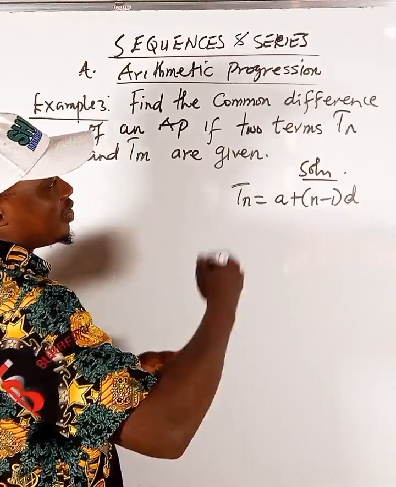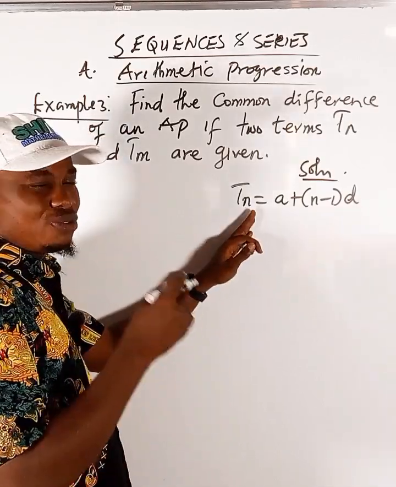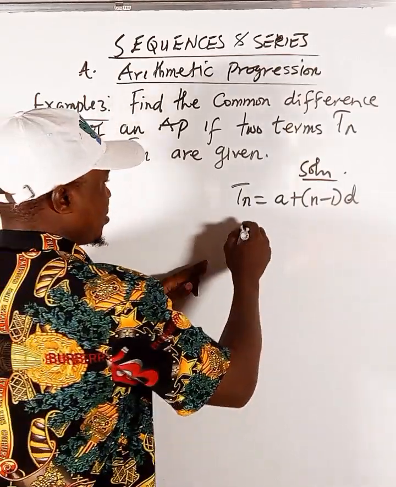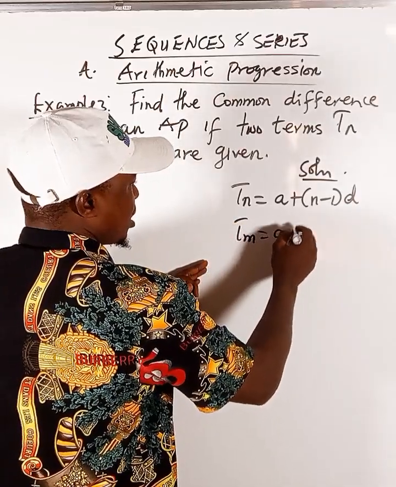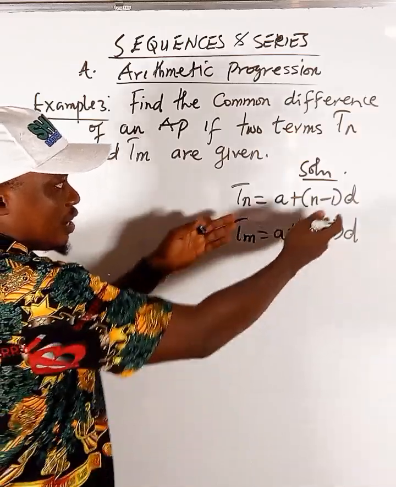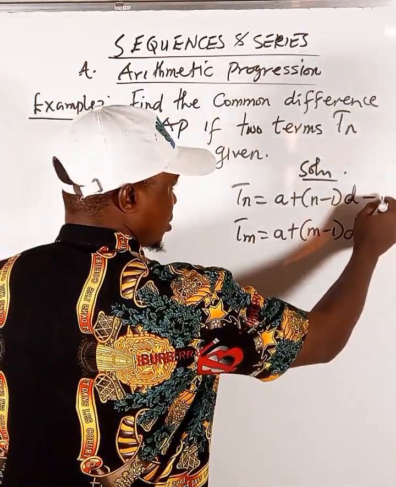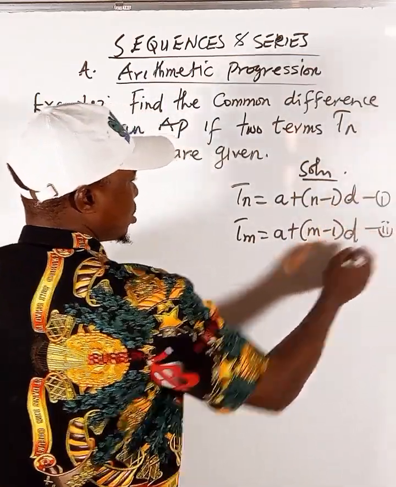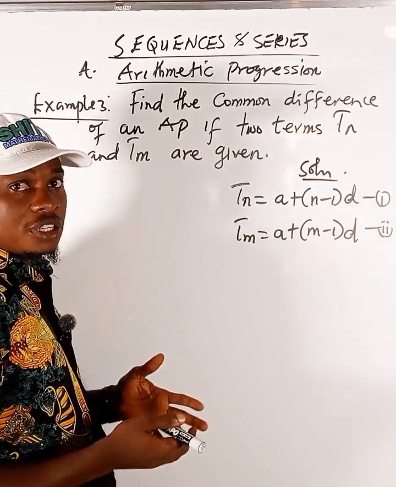Then also, we now have another term which is Tm. So it means that anywhere you see n here, you will replace it by m. So we're going to have Tm will now be A plus m minus 1, then D. So now we have two equations here, 1 and 2. Don't forget that we are looking for D.